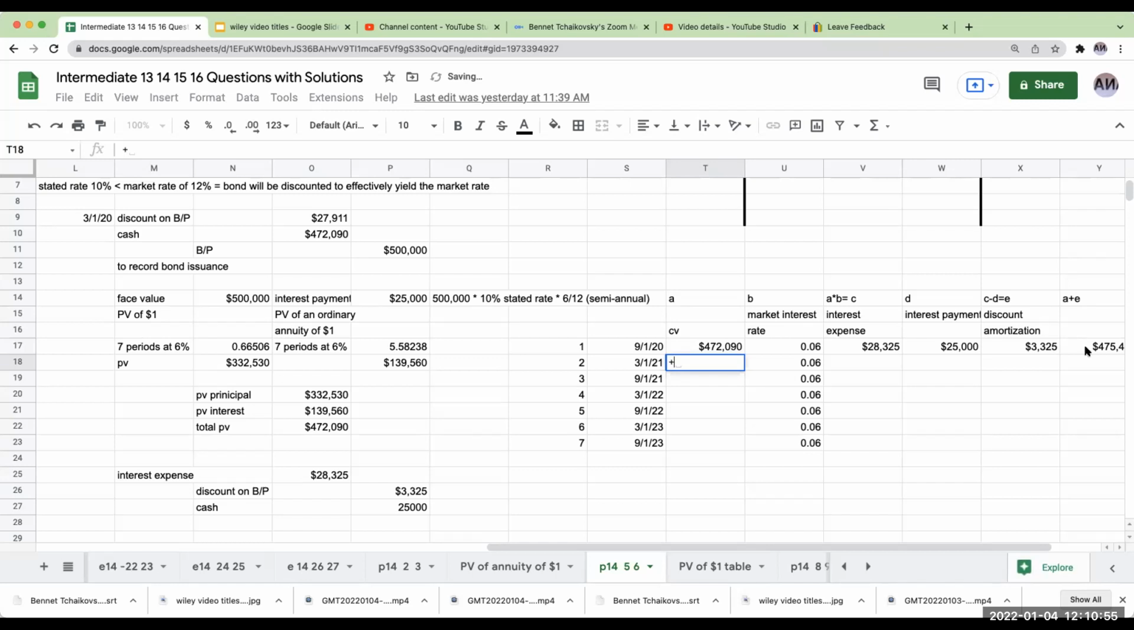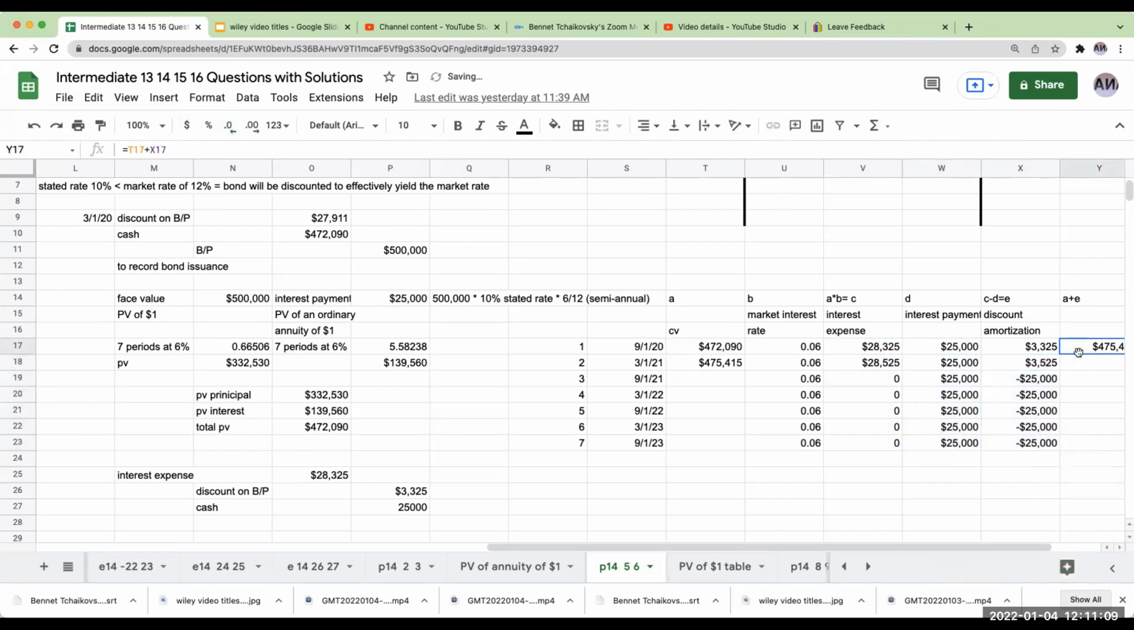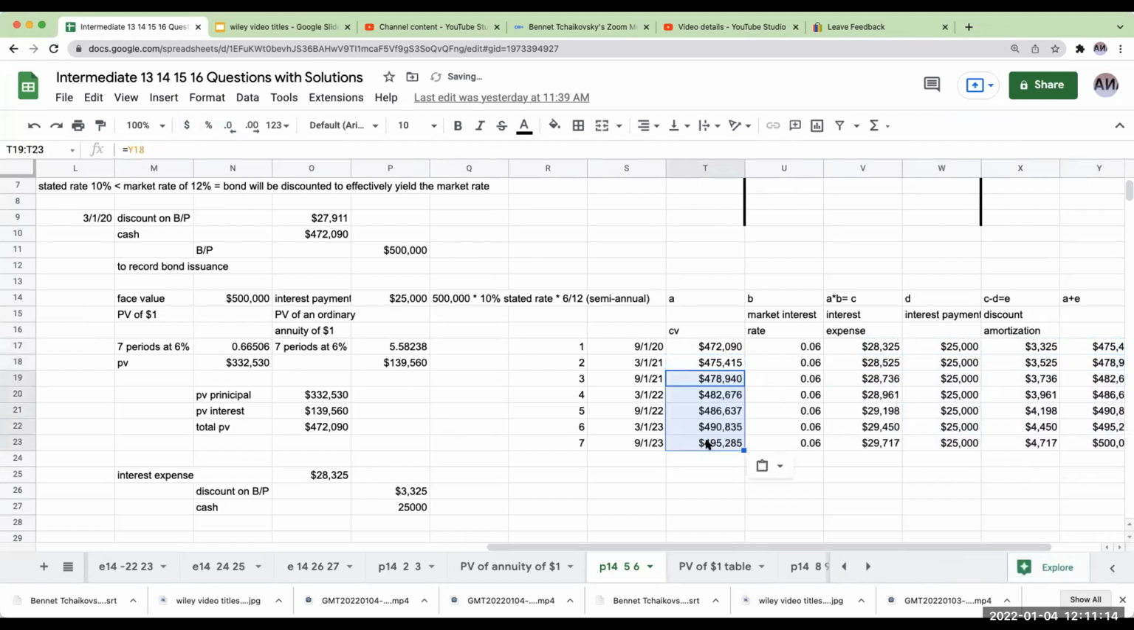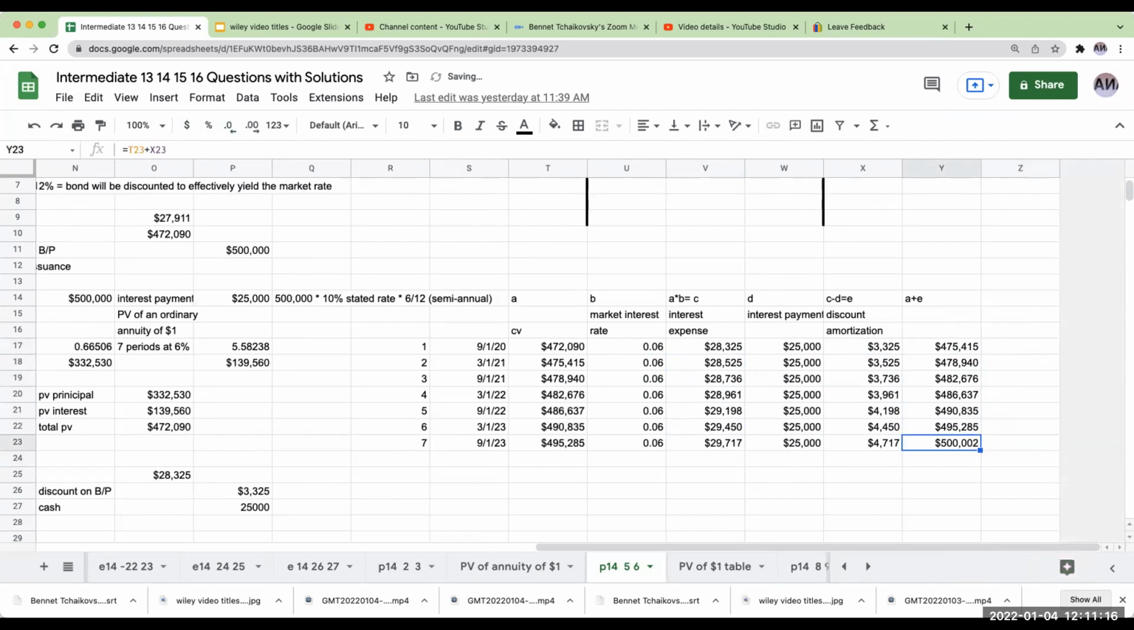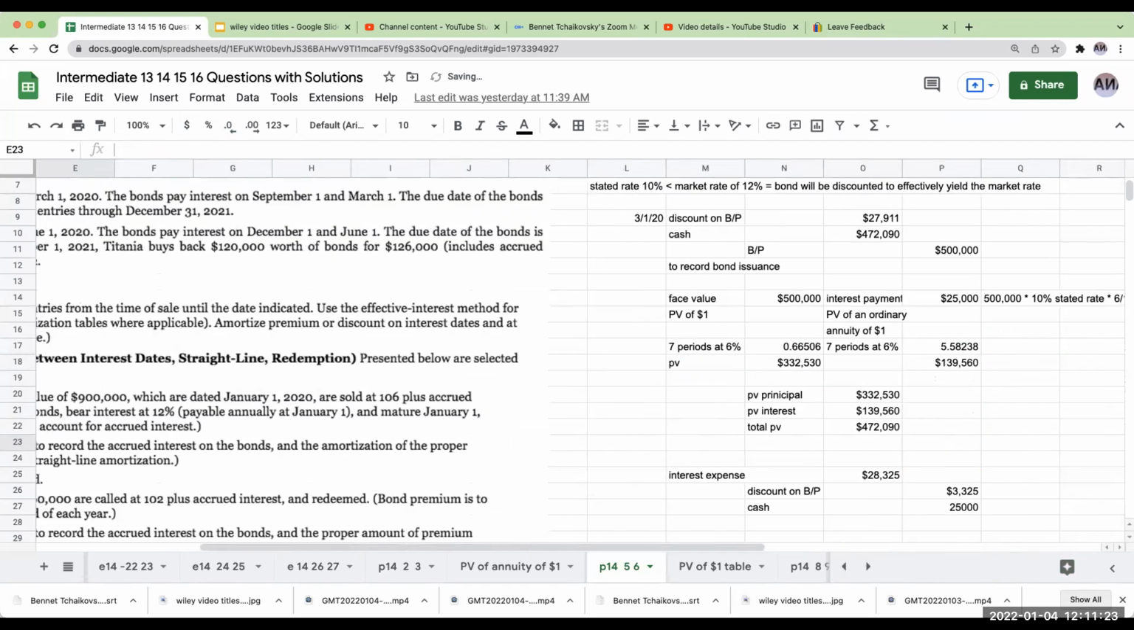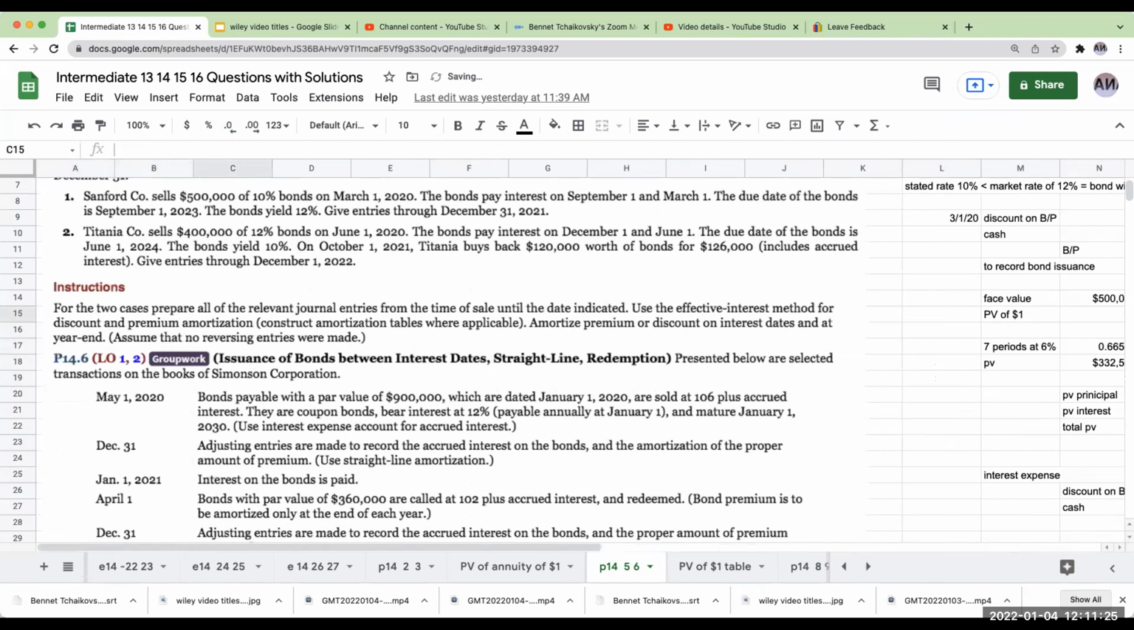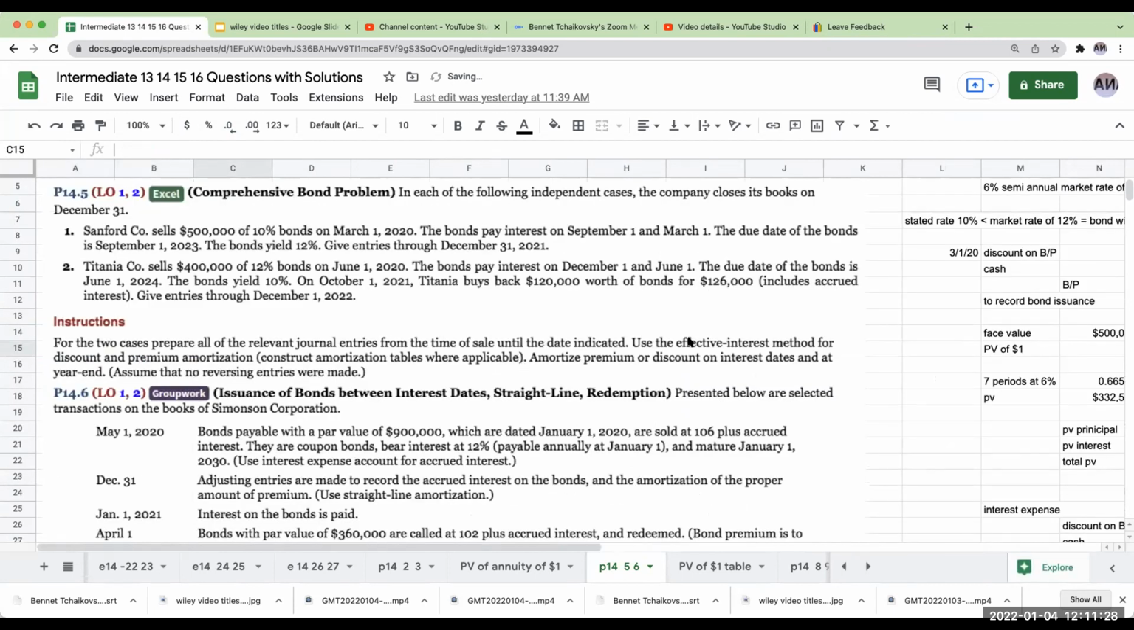So this ending becomes my beginning. The amount of my interest payment will never change. And what I want to see is, did we get back up to the face amount of the bond? And we did by September 1st, 2023. So we know we've done this correctly.